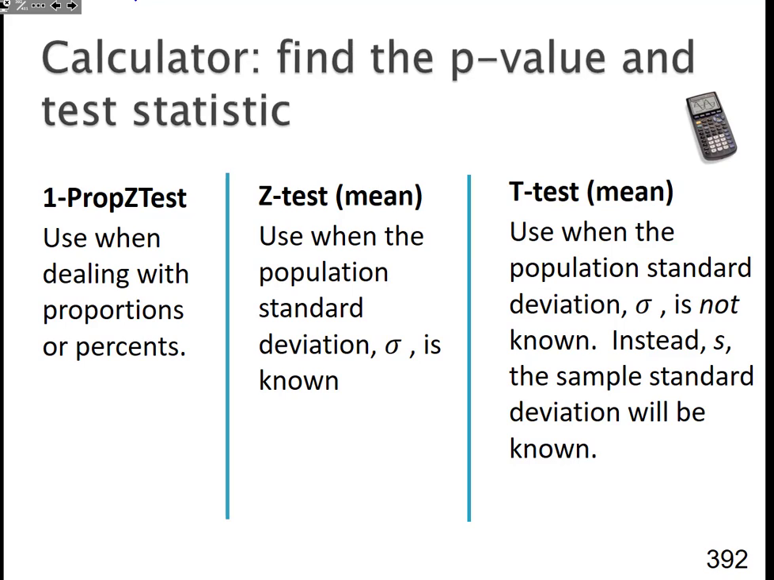So here are some screenshots that you may want to look back at as you're doing your homework. There will also be some great examples for you to watch later, but we like for you to see it all. We've already talked about most of this. We use the one prop z when you're dealing with a proportion or percent. We use the z-test when we have the mean and sigma is known. We use the t-test when we have the mean and sigma is not known, or the s is known.